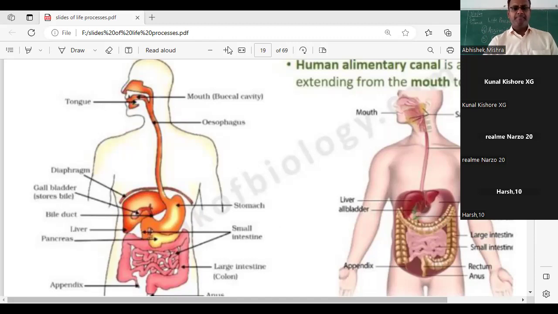Okay, next. After this, next. Yes, Gargi, unmute yourself. Yes, sir. Now, Gargi, what will happen to the food? In the mouth, salivary amylase is breaking the starch. Now, what will happen to that food?